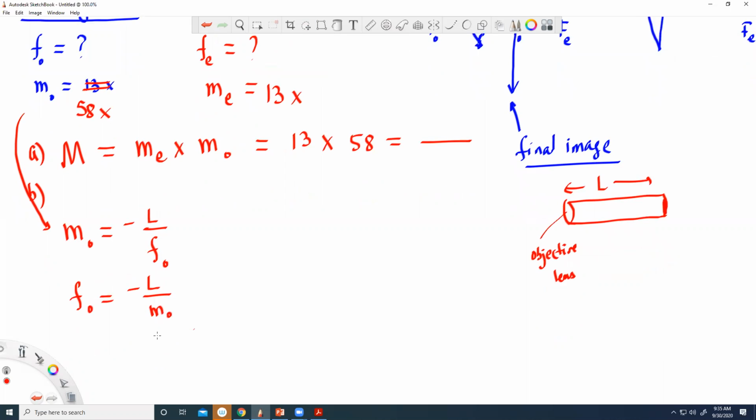So L is the tube length. If you remember, if you were in the last class or if you saw the video, the standard tube length is, do you remember what that is? Yeah, 160 millimeters. In centimeters, it would be 16 centimeters. So 16 centimeters is the standard tube length, even if it is not given. You need to know that. Or if it is an exam question, it will be provided in the exam. And MO is the magnification of the objective, which is 58.